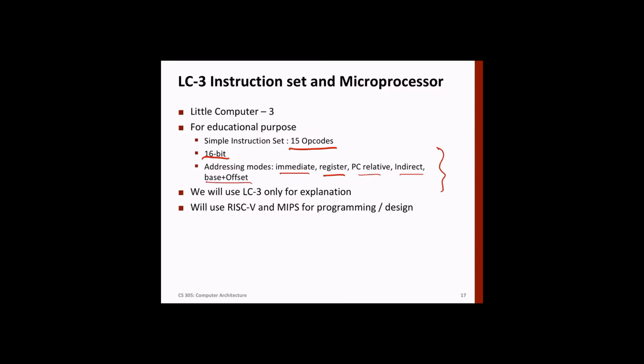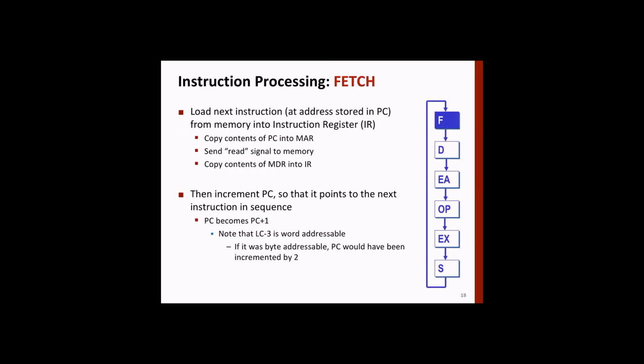Okay, the first step is to fetch. What is to be fetched? The instruction is to be fetched. If we have executed the first instruction, then the second instruction is to be fetched. Otherwise, we'll have to fetch the first instruction. So it means load the next instruction, and the address is stored in the program counter. We have seen the concept of program counter earlier. The program counter points to the next instruction to be executed.